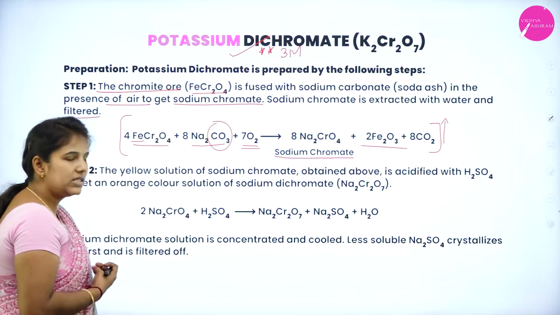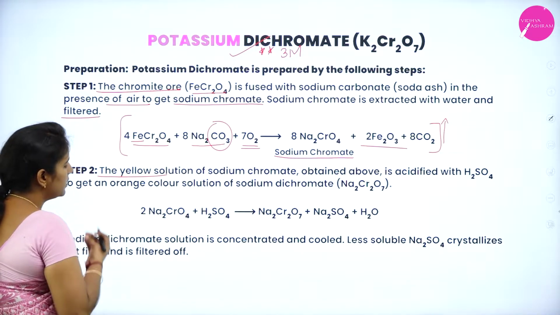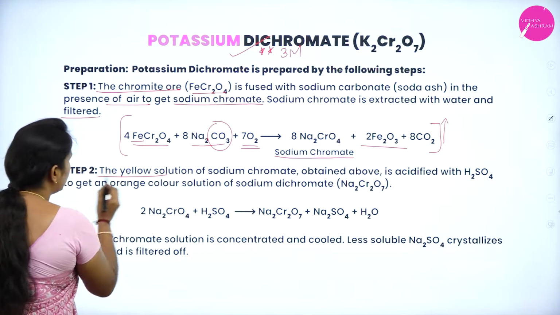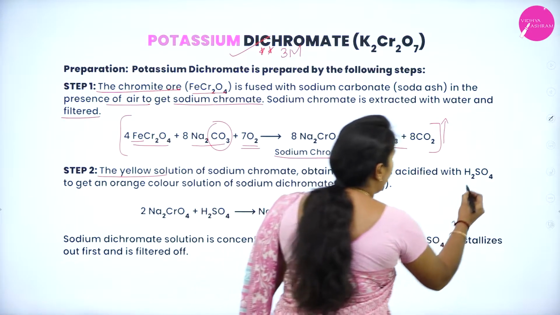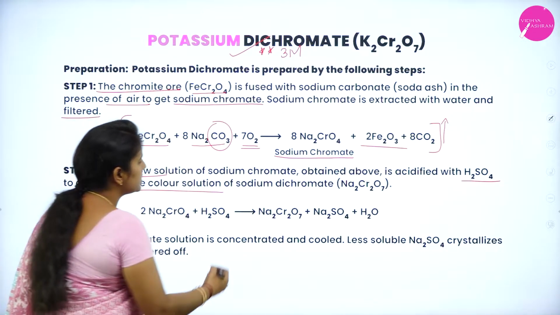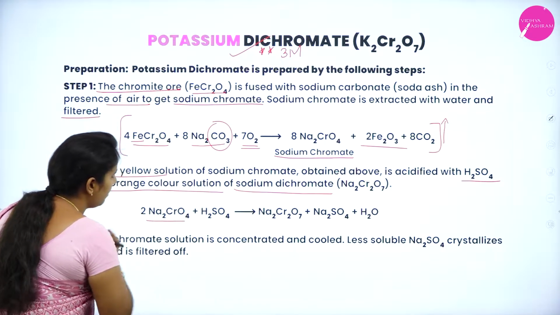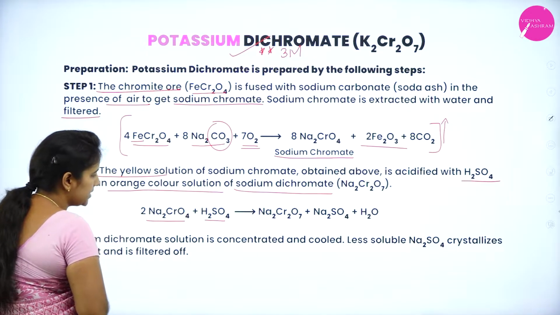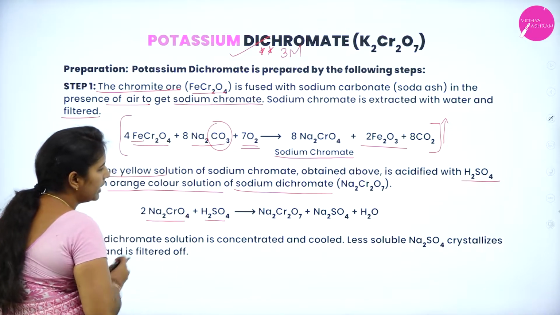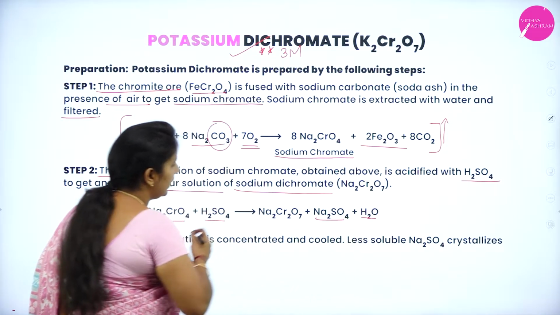In the second step, what will happen? The aqueous solution of sodium chromate obtained is acidified with concentrated H2SO4 to get an orange colored solution. That is known as what? Sodium dichromate. You can see that my sodium chromate is allowed to react with the acid H2SO4. It forms sodium dichromate with the formation of sodium sulfate along with the release of water.